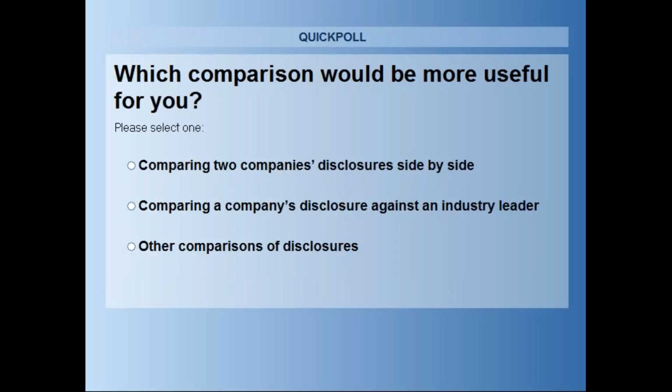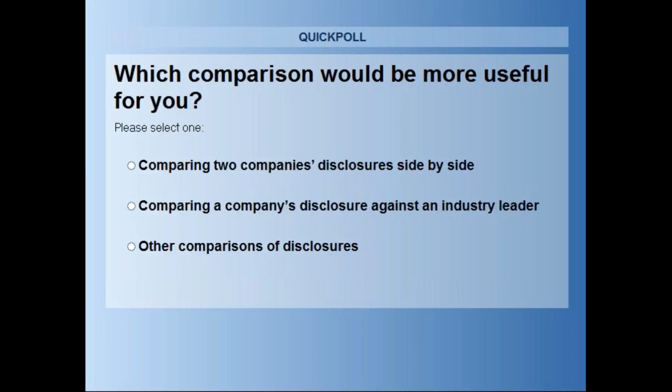This one is, which comparison would be more useful for you? One is comparing two companies' disclosures side by side. So if we were looking at American Electric Power, I want to pull up their air quality disclosure and see it next to Duke Energy or something like that. The other comparison is, let's say you have a company's disclosure and you want to compare it to an industry profile or industry leader. That will allow you to pull up American Electric and then see it against some of the best disclosures in the industry.